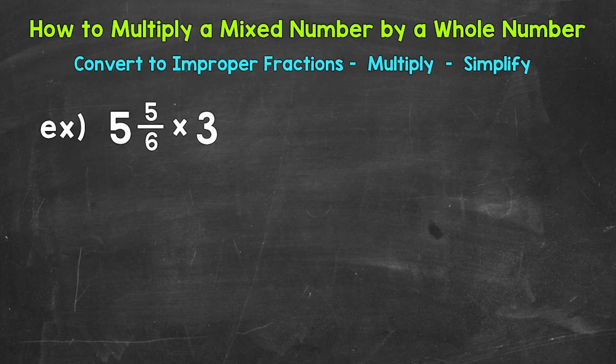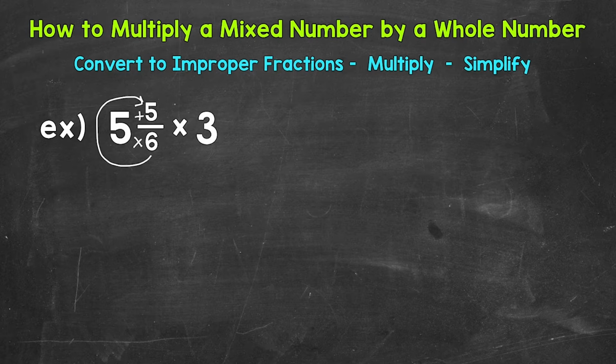Now we will take a look at multiplying a mixed number by a whole number. Let's jump into our example where we have 5 and 5/6 times 3. Now the first thing that we want to do, we want to convert our mixed number to an improper fraction and then write our whole number as an improper fraction. Let's start with the mixed number, and we start at the bottom and work our way up. So we multiply and then add.